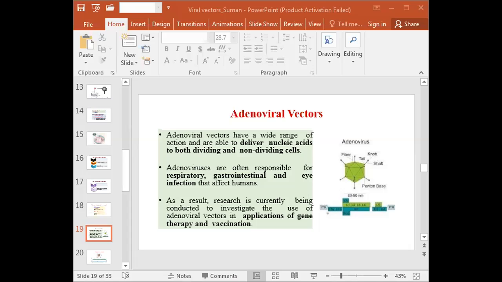So, adenoviral vectors have many benefits that account for their growing popularity in gene therapy trials.